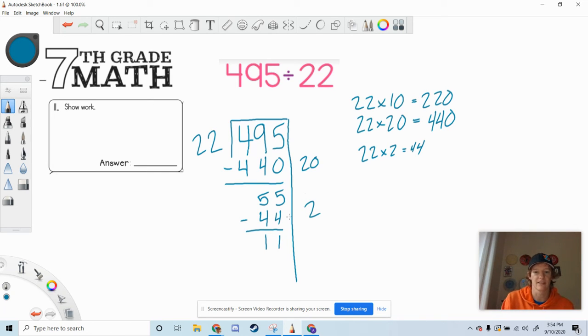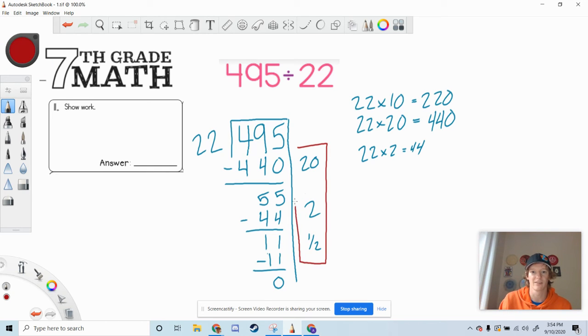Now I know that 11 is half of 22. So I'm going to end up with a half of 22. A half times 22 is 11, and we subtract, we get 0. Our quotient then for this problem, the amount of 22s that fit into 495, is all 3 of these added up. So our answer will be 22.5. And let's check it.